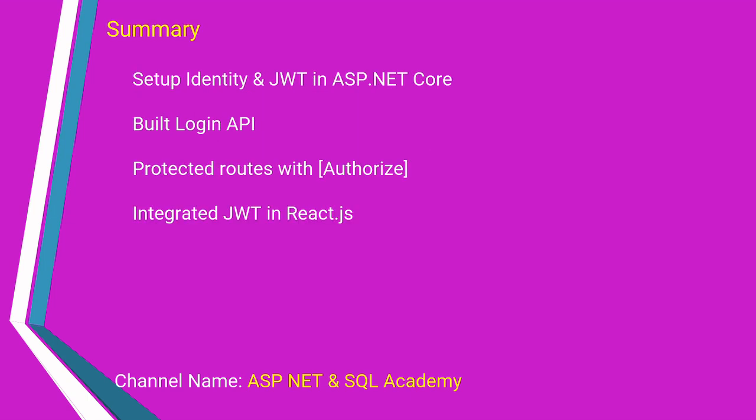In summary, we set up ASP.NET Core Identity with JWT, built a login API, protected routes with Authorize, and integrated JWT authentication in React.